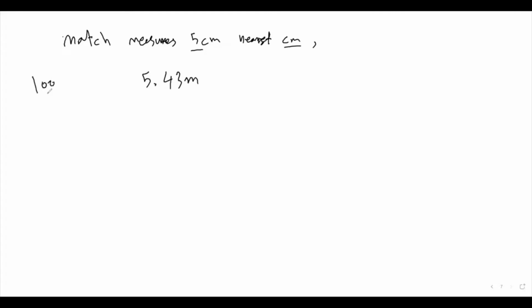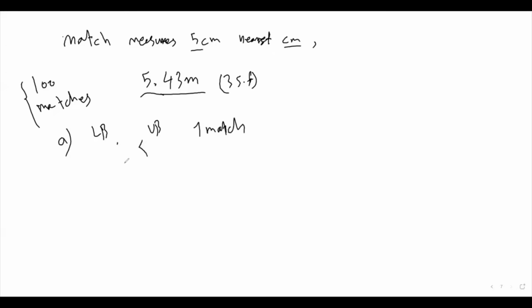It says we have a match which actually measures 5 cm to the nearest centimeter, right? The nearest centimeter, we get 5 cm. But then they continue, we have hundreds of these matches end to end, and the measure is 5.43 meter. So we have 100 matches end to end, and this is the result when you measure their length. This is corrected to 3 significant figures, right? This number. And in A, they're asking what is the upper and lower bound for one match? One match, right? So basically this number and this number, lower and upper bound for one match.